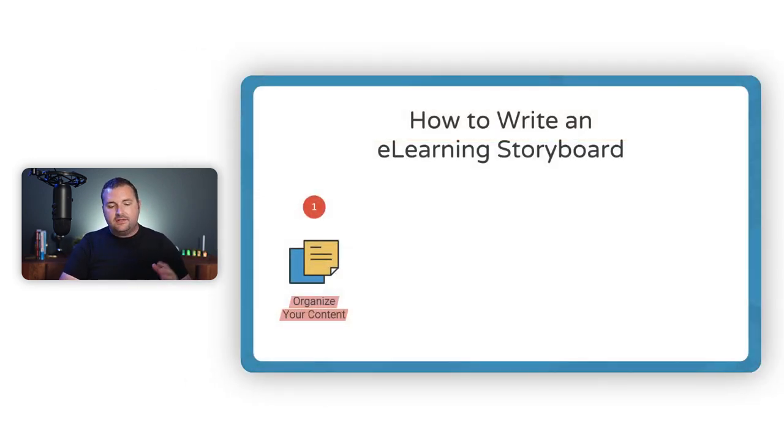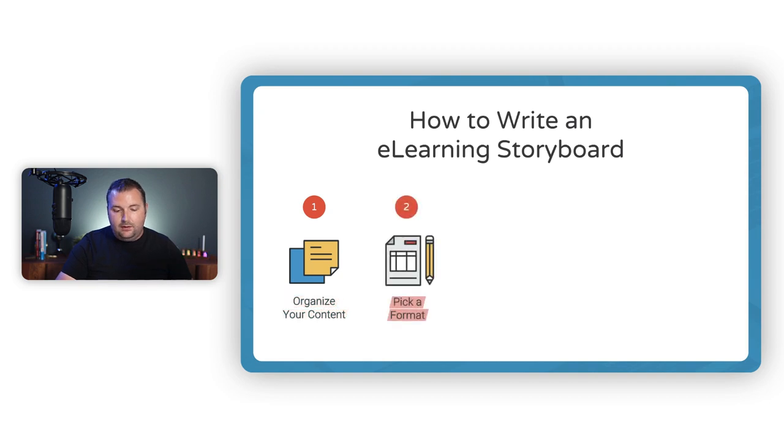So we talked about step one, organize your content, collect it, figure out if you need to curate some content, maybe you need to create some content from scratch because it's not gonna just be handed to you, and then start processing that information, organize it into some sort of outline. Now our next step is to pick a format, pick a storyboard format for your courses.